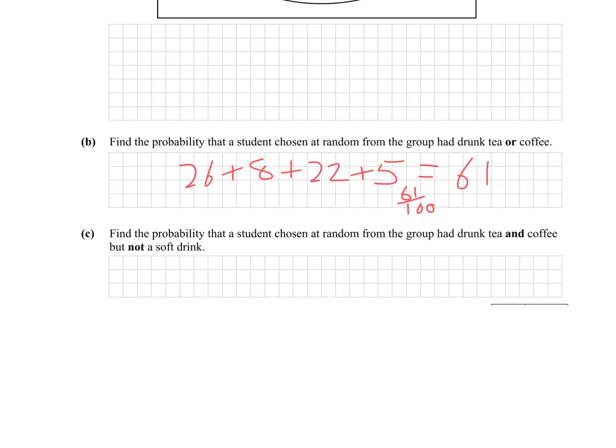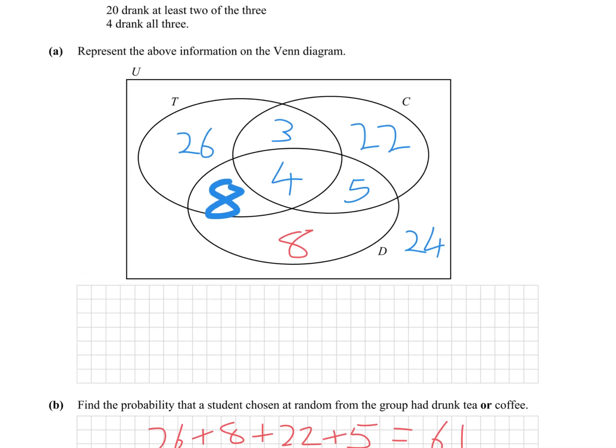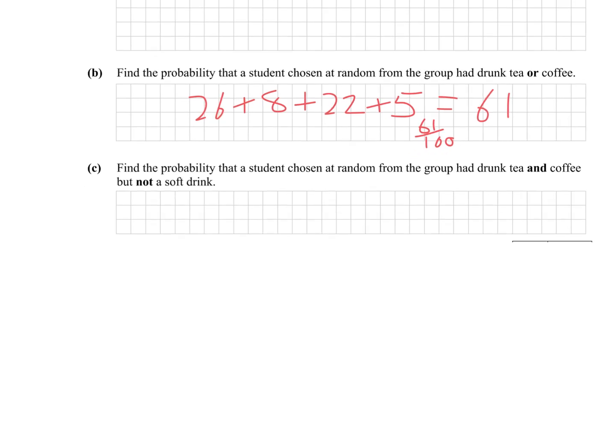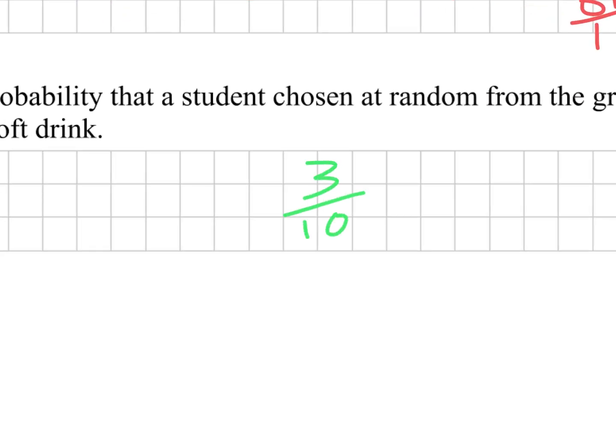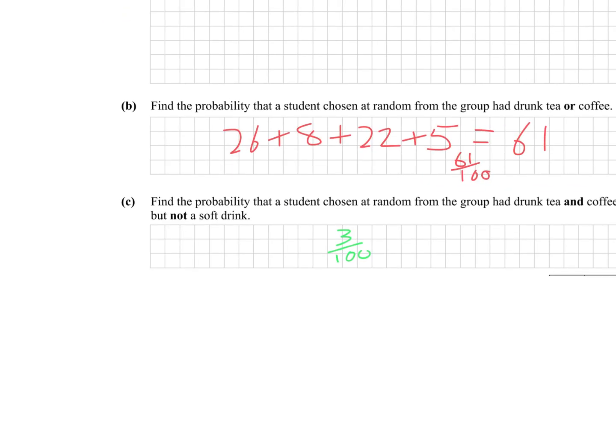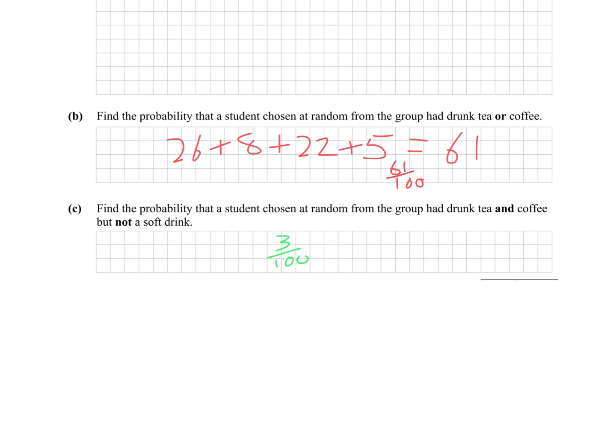For the next part, it says find the probability that a student chosen at random from the group had drunk tea and coffee, but not a soft drink. So if we look at that section, tea and coffee is going to be this overlap. And if we ignore the people who have had a soft drink, we're ignoring these ones because they're in set D. So it only leaves us with 3 here, tea and coffee, but not in soft drink. So that's 3 people out of 100. So 3 over 100 is fine. You can put it as a decimal, but the question doesn't say to put it as a decimal, so I'm going to leave that as a fraction.